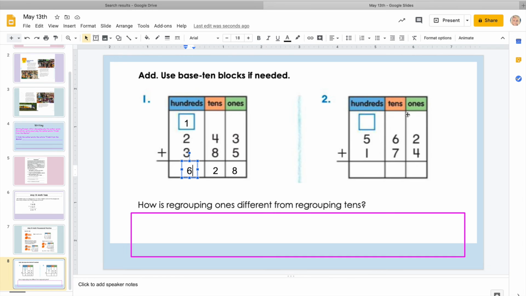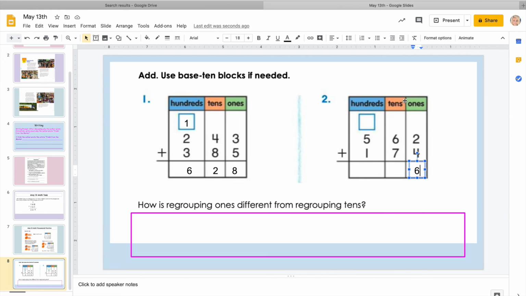We are basically going to be doing the exact same thing where we're following those 3 steps. Step 1, always starting with that ones column. And we're going to be adding 562 plus 174. So let's go ahead and try this out. We have 2 plus 4, 2 and 4 more is 6. That is less than 10, so we know we do not need to regroup that particular place value.